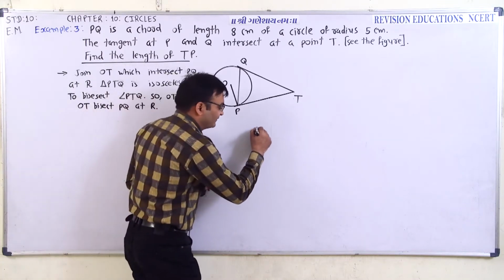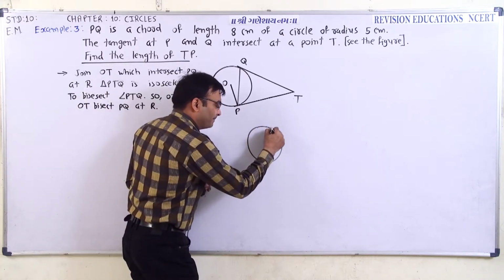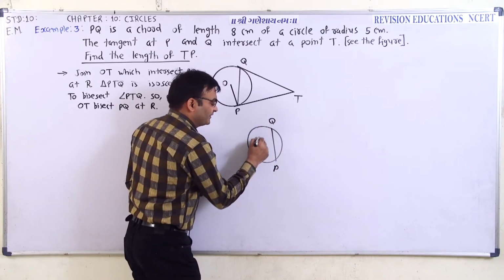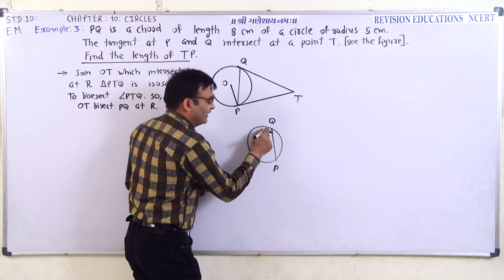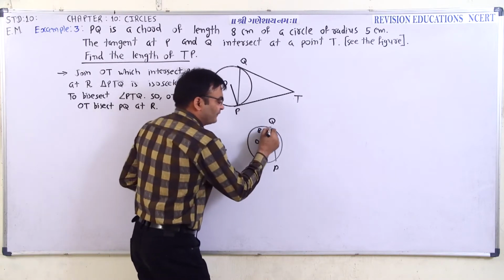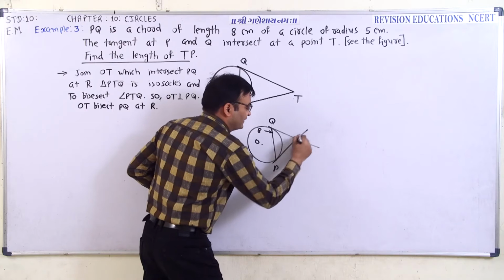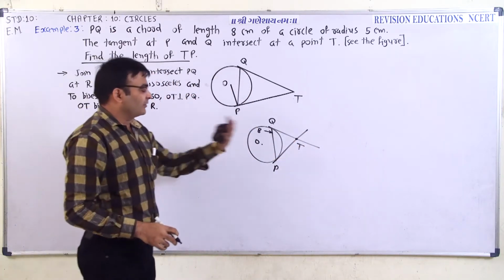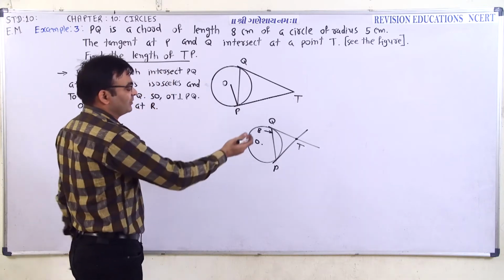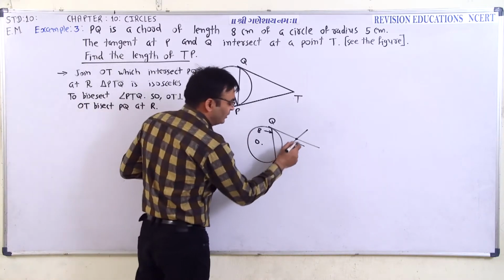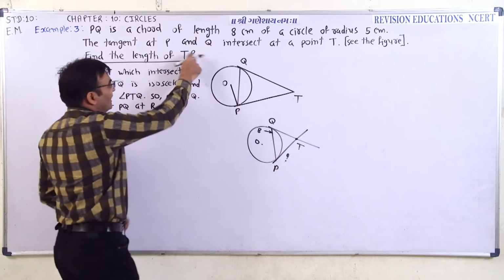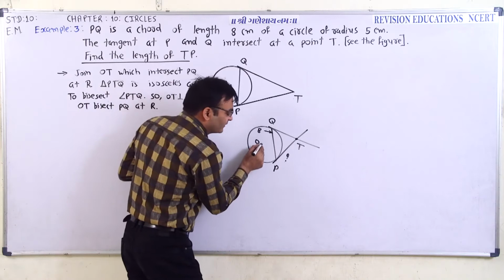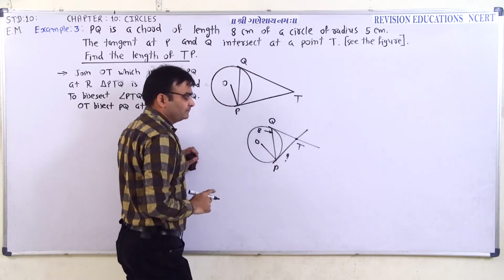Here, I draw the diagram once again. PQ is a chord of the circle with center O and its length is 8 centimeter. From P and Q we draw two tangents which intersect at T, the exterior of the circle. We have to find the value of PT. Here, friends, the radius is given as 5 centimeter.